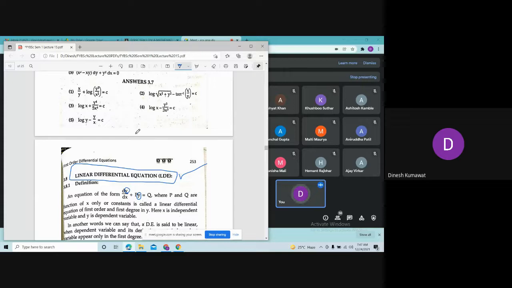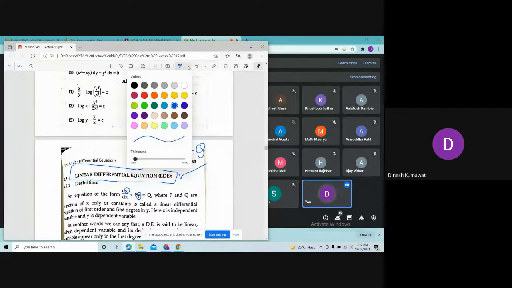And if I am having dx by dy, then our second term will be nothing but p into x is equals to q. So this is also a linear differential equation in x, and this is a linear differential equation in y. Is that clear? Yes, sir.